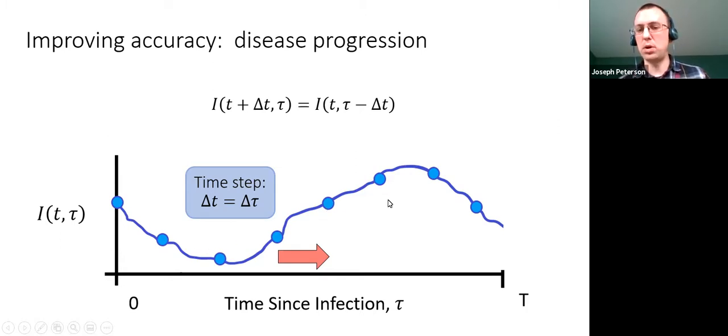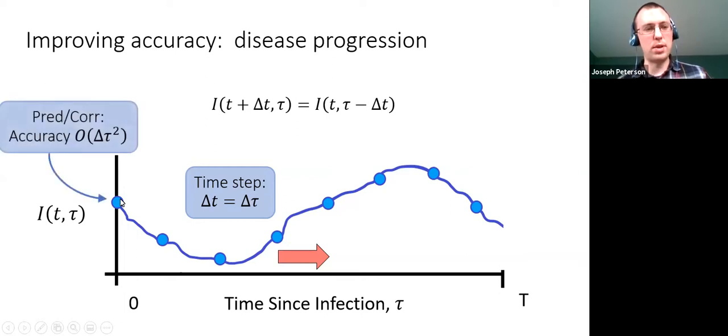Okay, so if all of these points are being marched forwards, what happens with this first point over here? Well, it turns out that if you use a predictor corrector method to fill in what that first point is supposed to be, then you can get order delta tau squared accuracy at every level in this model. That's a fantastic improvement over the compartment models.